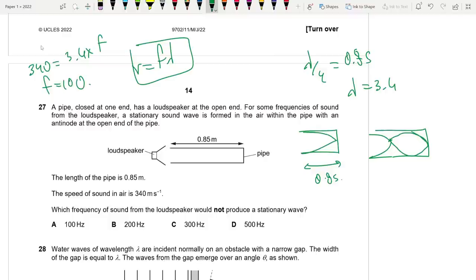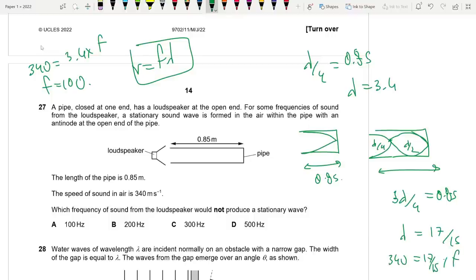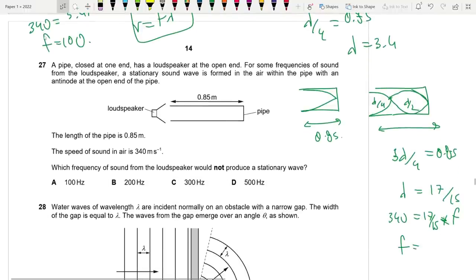Next, for this, this is actually lambda by 2 here and lambda by 4 here. So in total that's 3 lambda by 4. 3 lambda by 4 is equal to 0.85. 0.85 times 4 by 3 is 1.13, or lambda equals 17 by 15. 340 is equal to 17 by 15 times f. So 340 divided by that gives us this answer. We're getting 300.